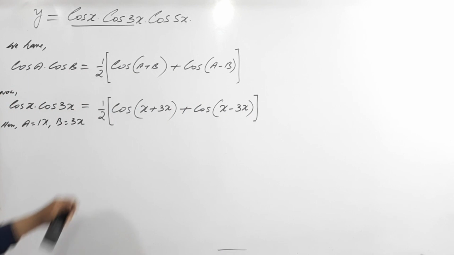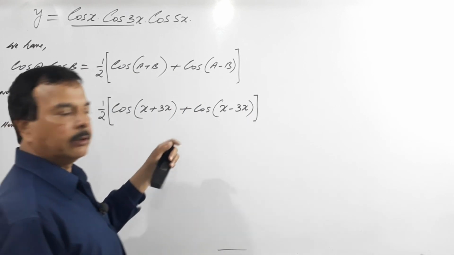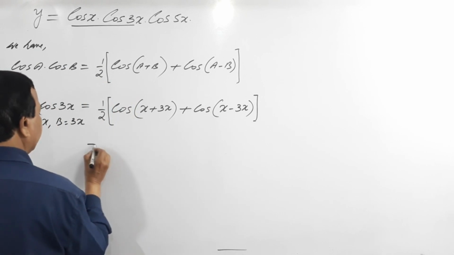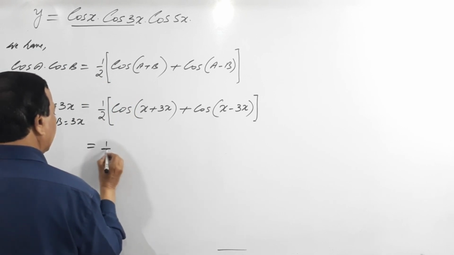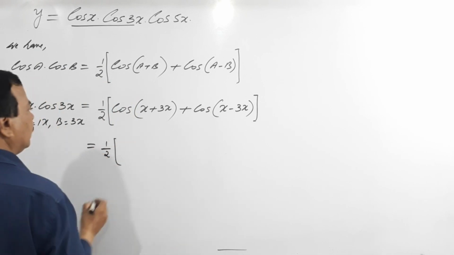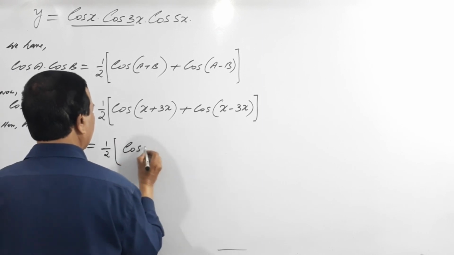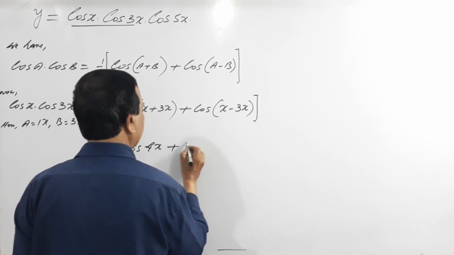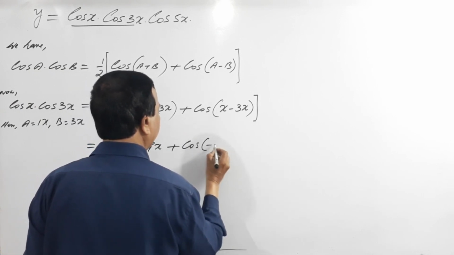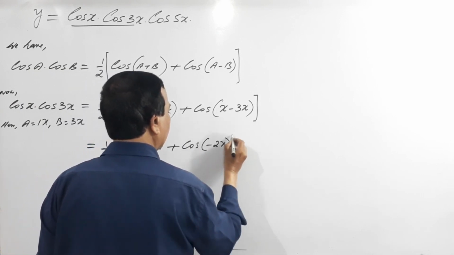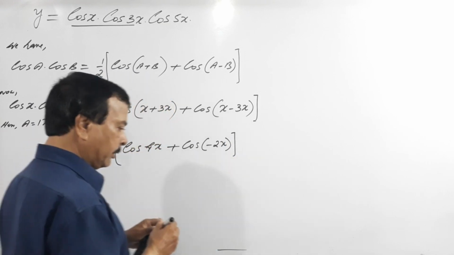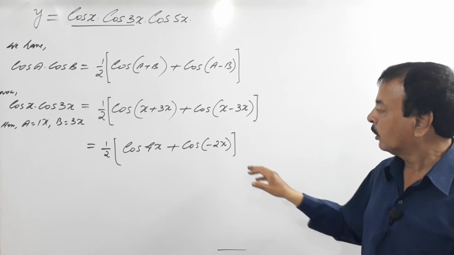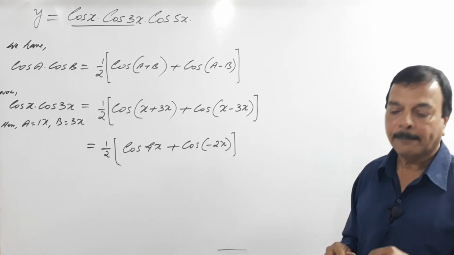So let's solve this. What happens to this? This becomes half into cos 4x plus cos of minus 2x. Yes, dear students, I have to tell you something on this step.